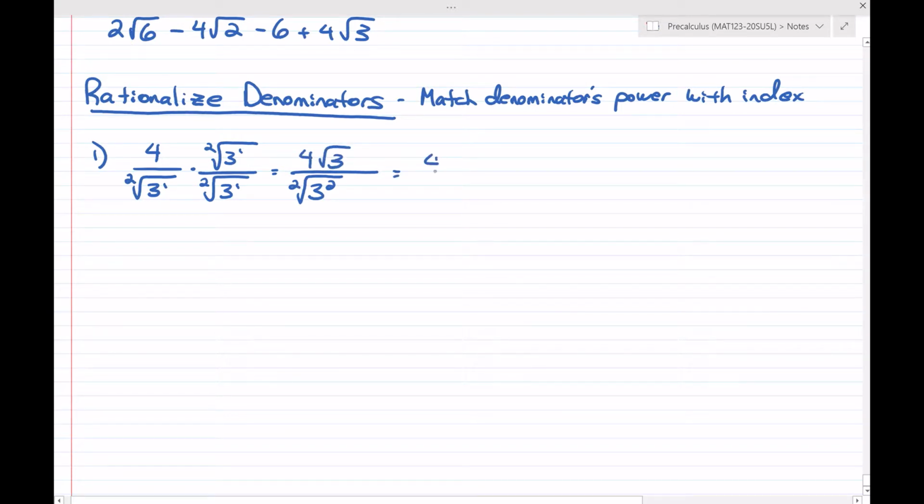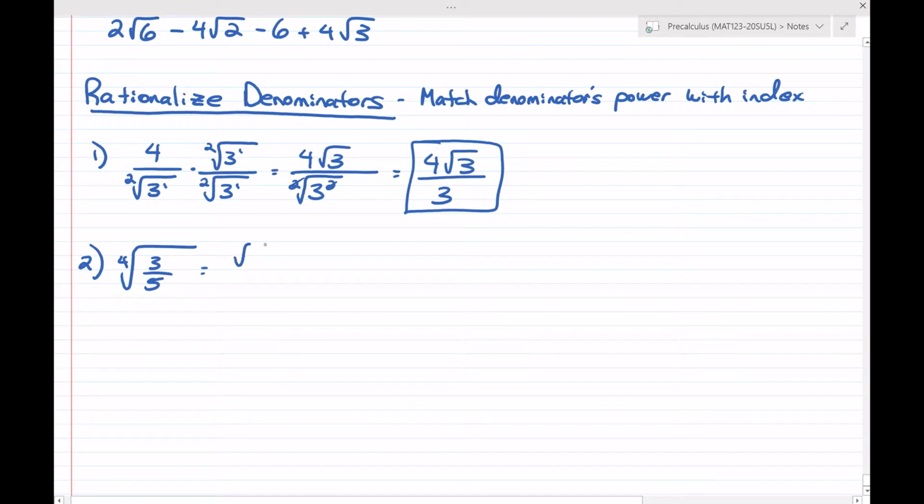So the numerator would stay 4 root 3. We don't really care about the numerator, but the bottom, the square root of 3 squared, these would cancel and you just get 3. That's how you rationalize the denominator. What about something like this, the 4th root of 3/5? So let's break this up. We'll take the 4th root of 3 over the 4th root of 5.